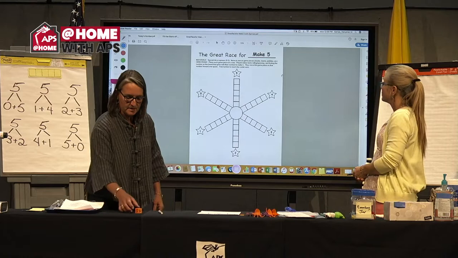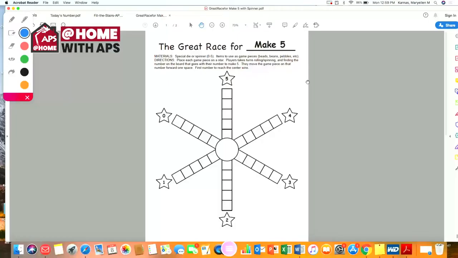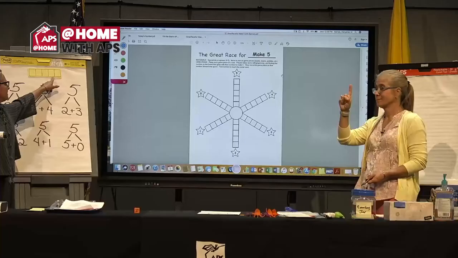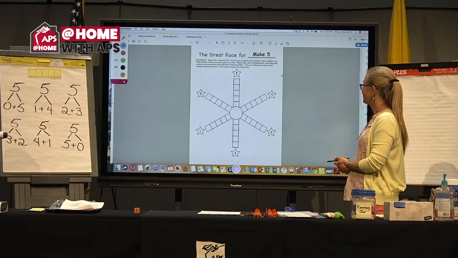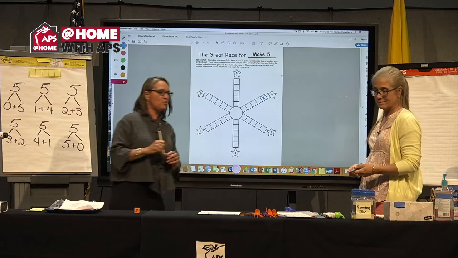Okay, I get a 1. So what goes with 1 to make 5? You can look at our notes. You can use your mind and think about our frames. You can look at our blank frame to think about it. Or you've always got these, right? So what goes with 1 to make 5? 4. So I'm going to put a mark on 4. And 4 is one step closer to the center and one step closer to being the winner.